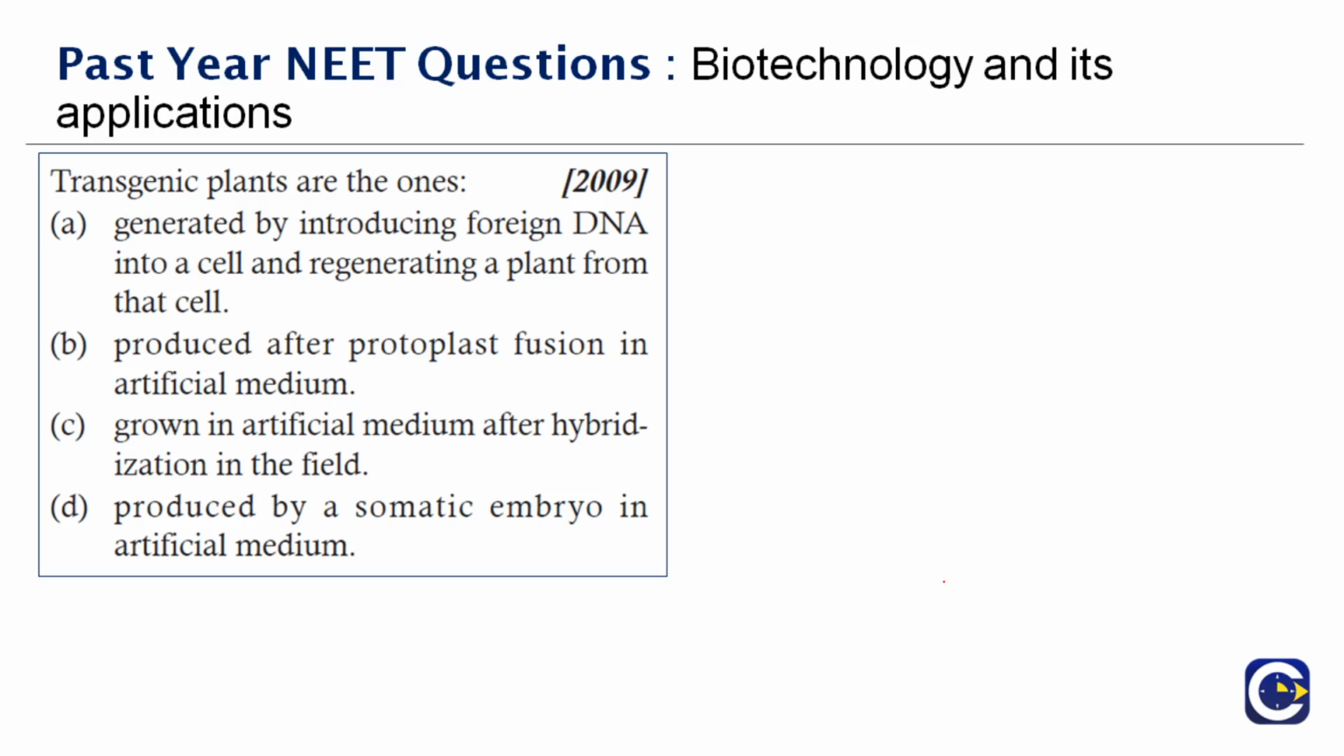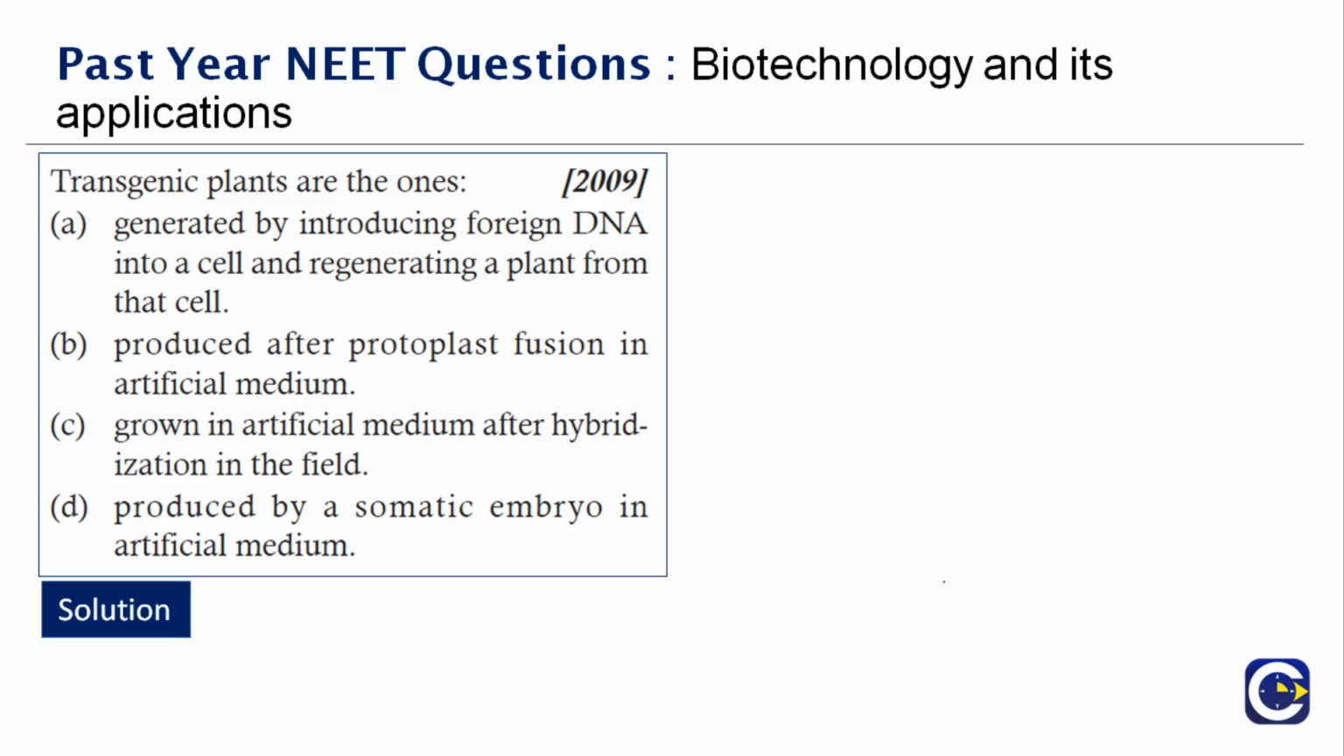Transgenic plants are the ones which are dash. So I just now gave you an example of transgenic animals. They genetically modify certain DNA and insert it into the surrogate mother. So that's how it works for an animal. So what about the plants then?